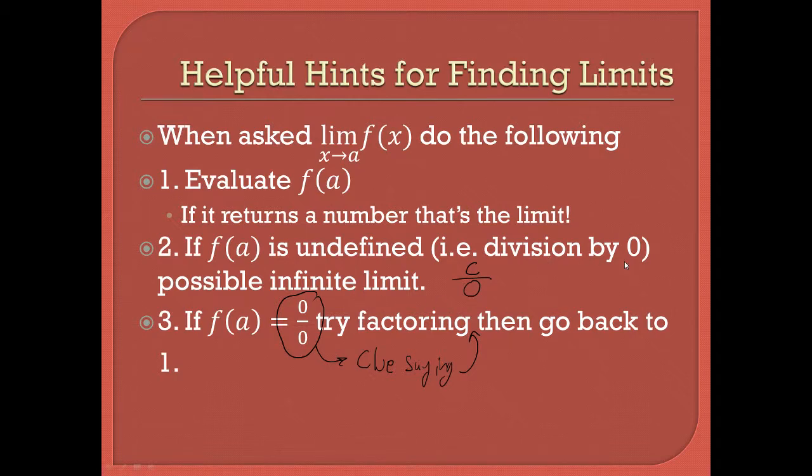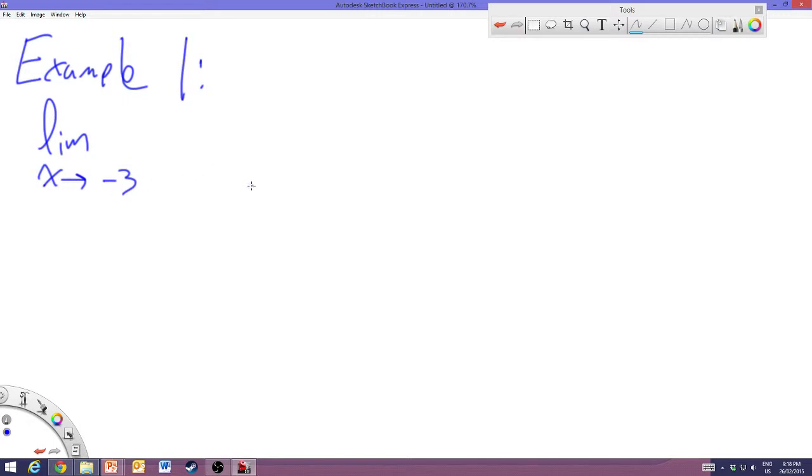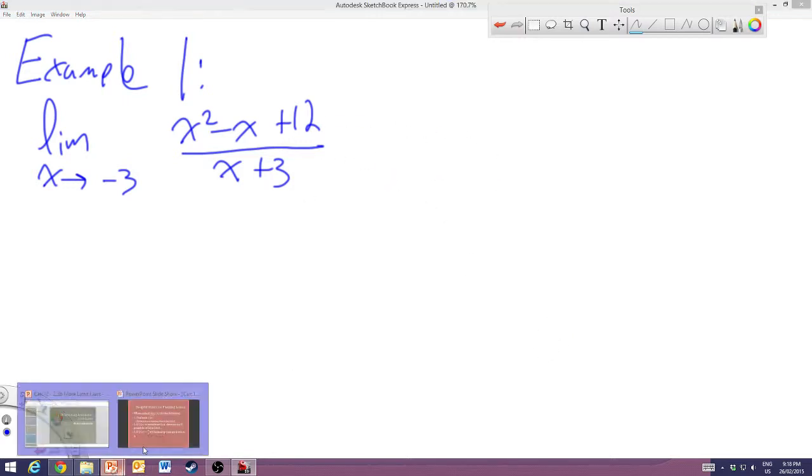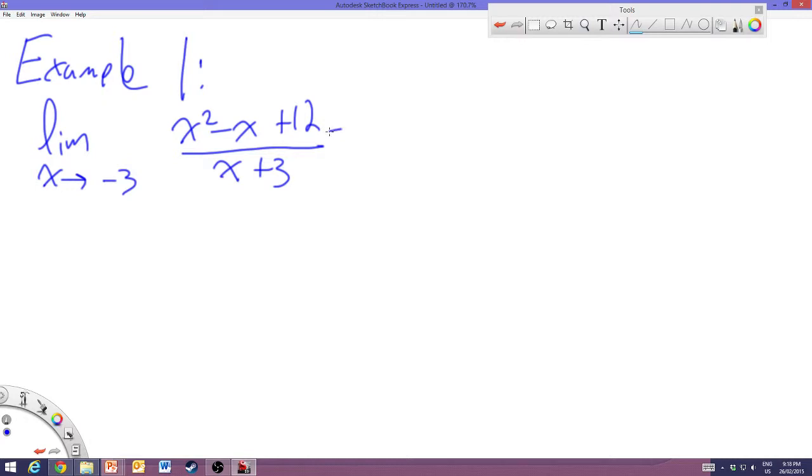Okay, let's go through some examples where we can use some of these hints. Alright, so example 1. Let us find the limit as x goes to -3 of x squared minus x plus 12, all divided by x plus 3. Alright, so our first step, according to my helpful hints, is the following. Evaluate f at a.